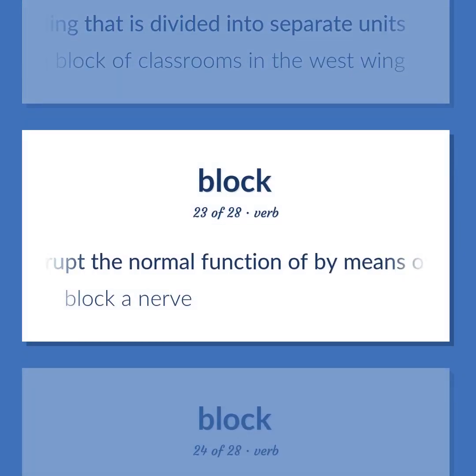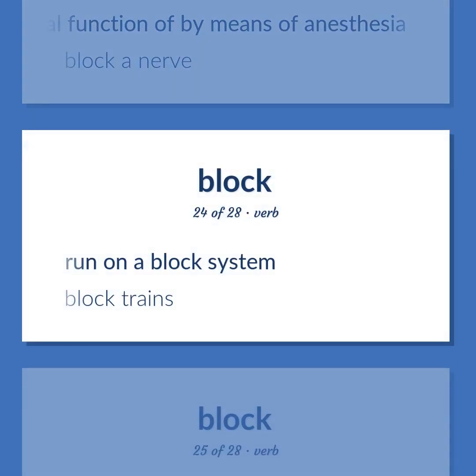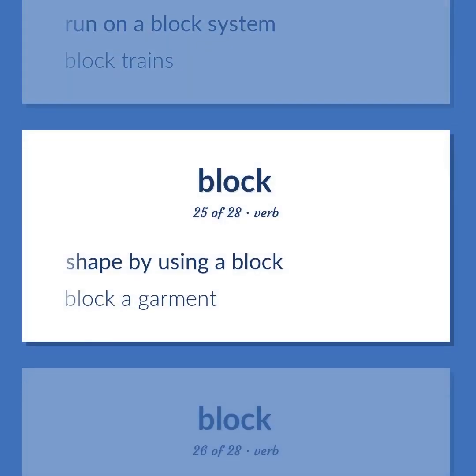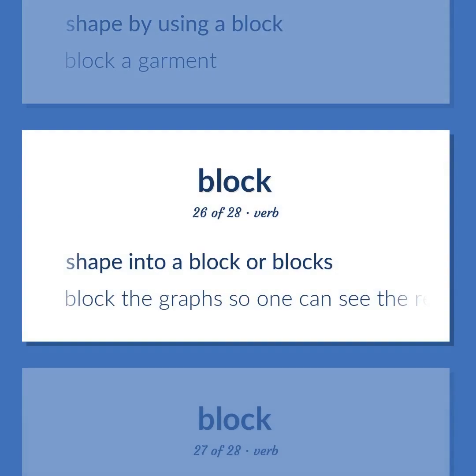Interrupt the normal function of by means of anesthesia. Block a nerve. Run on a block system. Block trains. Shape by using a block. Block a garment. Shape into a block or blocks. Block the graphs so one can see the results clearly.